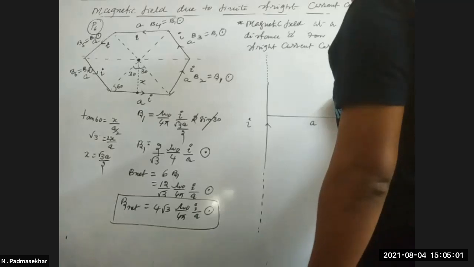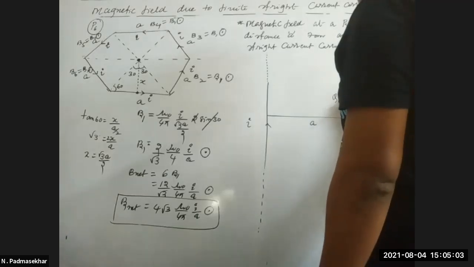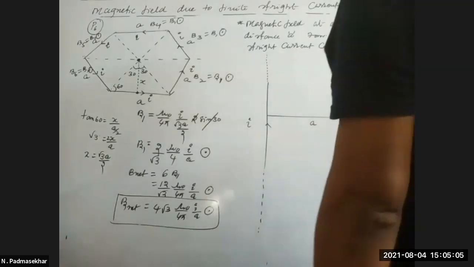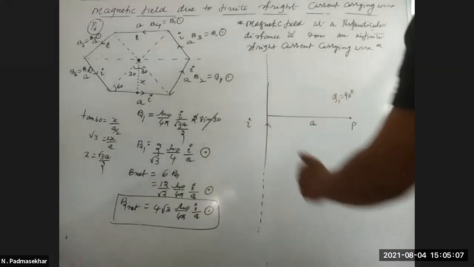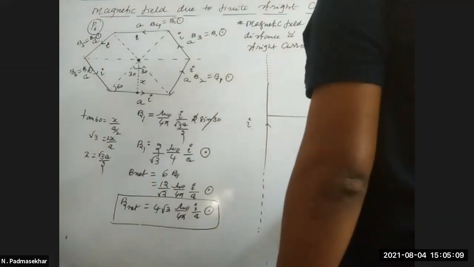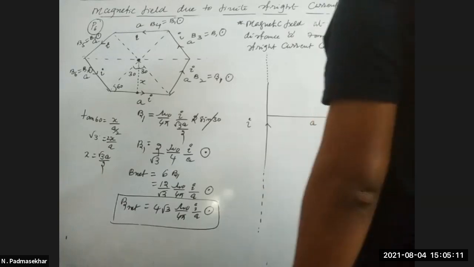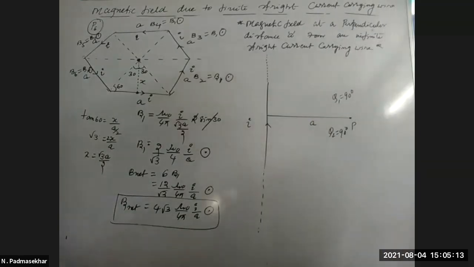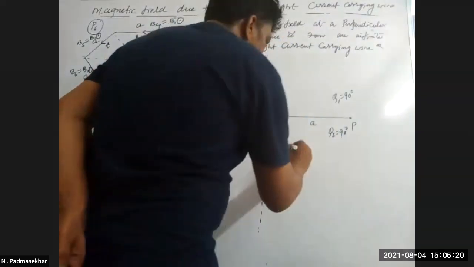Because both ends are infinite, phi 1 is equal to 90 degrees and phi 2 is also equal to 90 degrees. So the magnetic field at this point can be found.